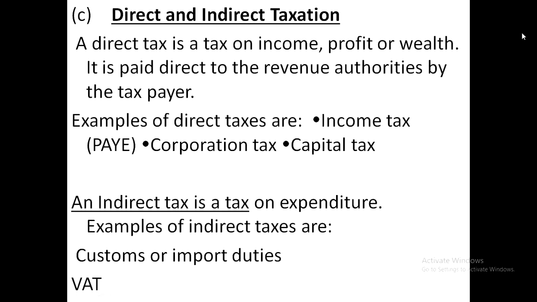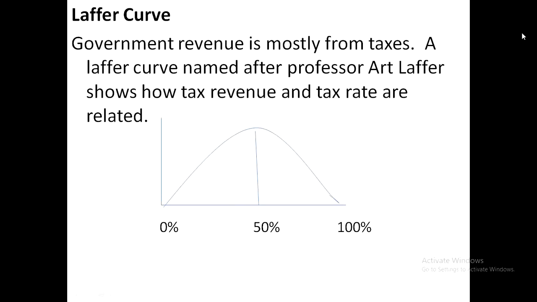The difference between direct and indirect taxes is that a direct tax is a tax on income, a tax on profit, or a tax on wealth. Examples are PAYE, corporation tax, and capital tax. All those are examples of direct taxes. An example of an indirect tax is a tax on expenditure, that is taxes such as import duties or customs duties and value-added taxes. Now let's look at the Laffer curve.